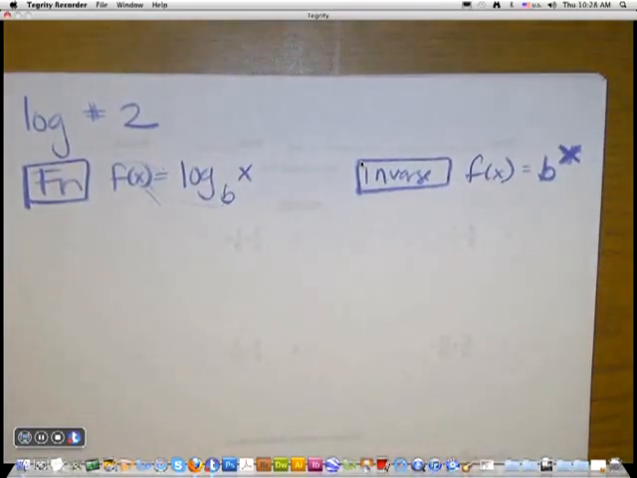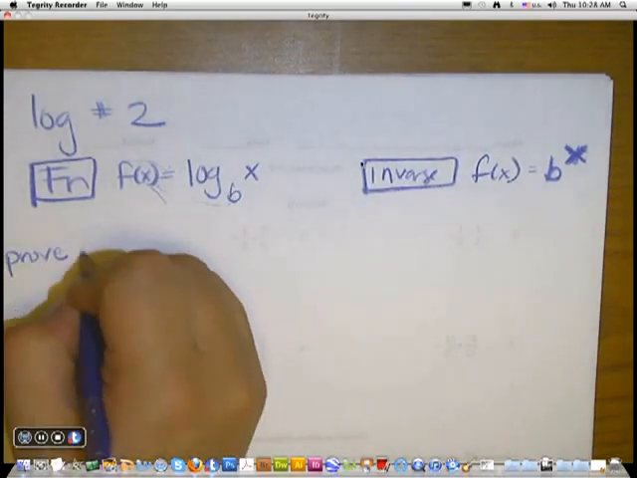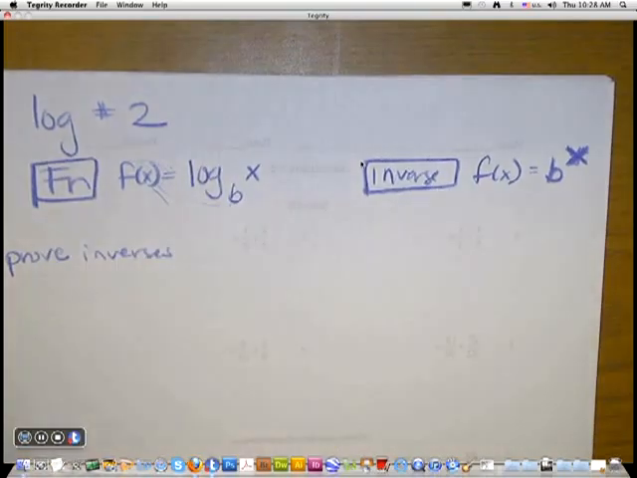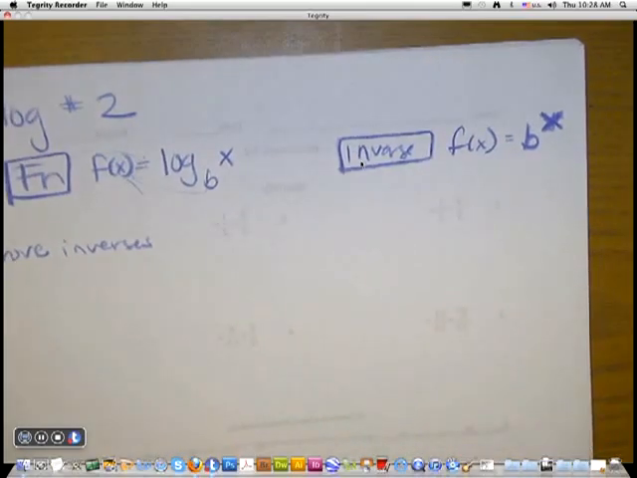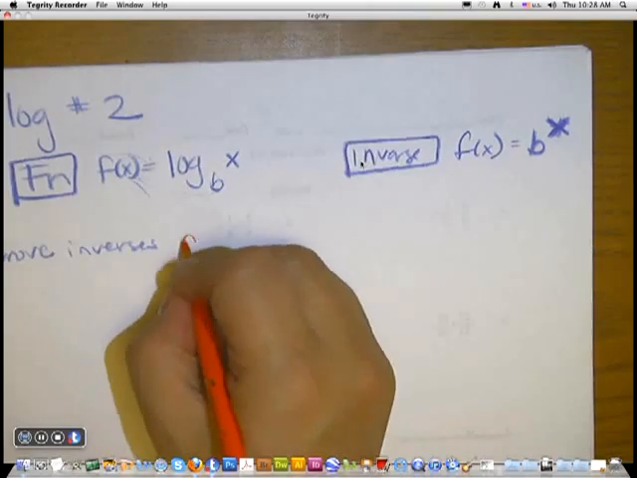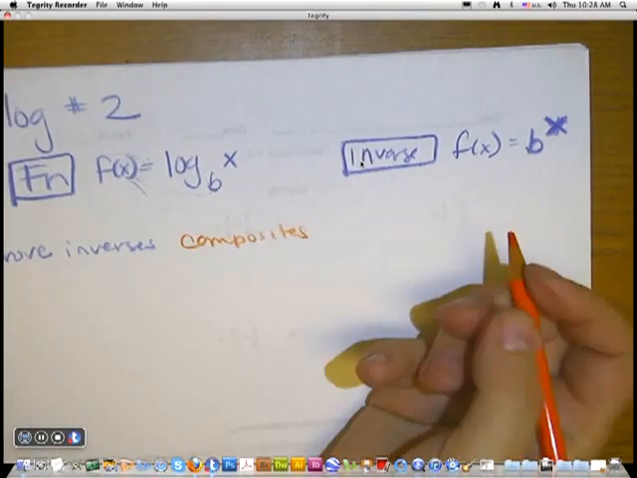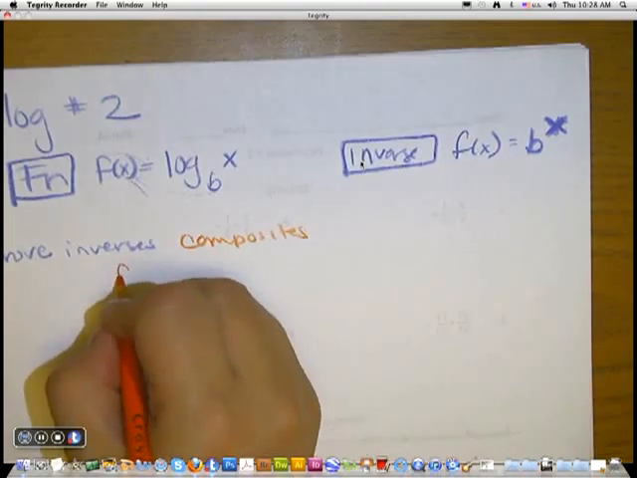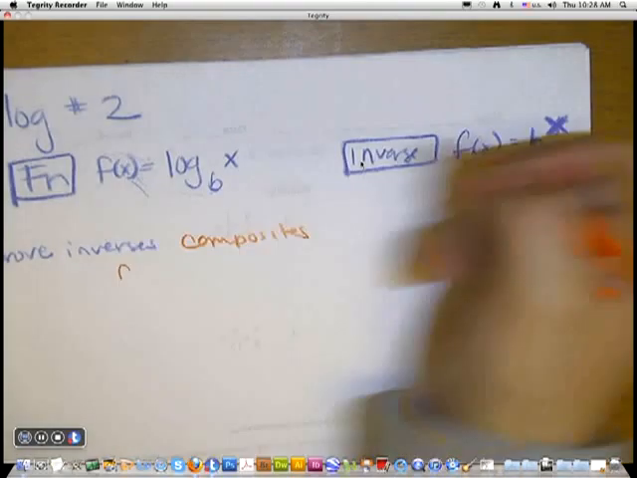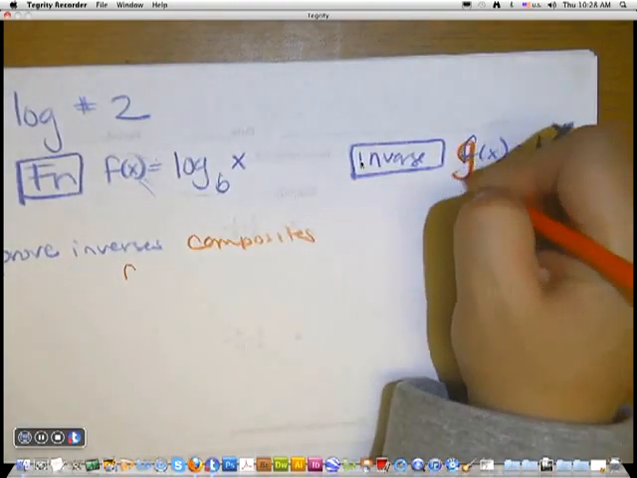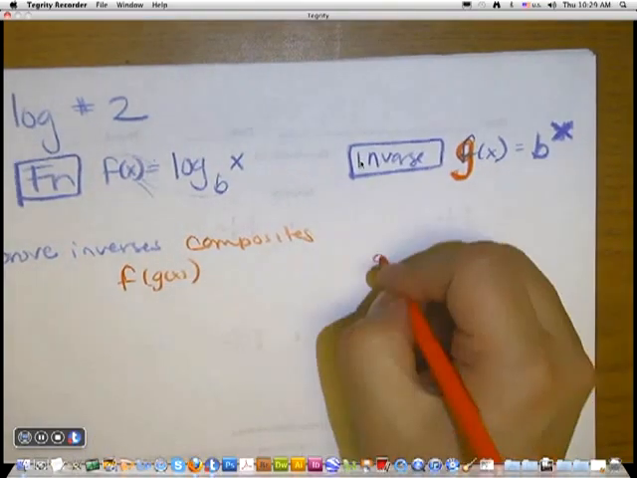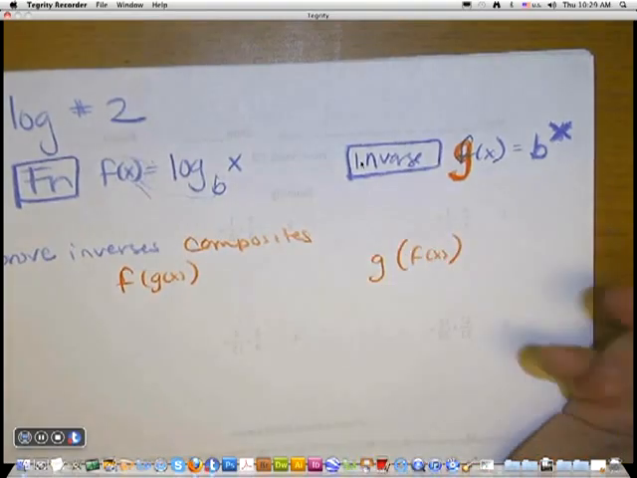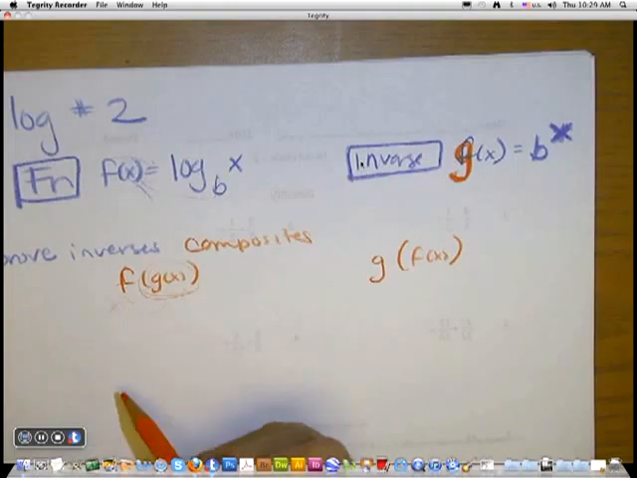All right, logs, inverses. In order to prove inverses, we have to do a composite, and we're going to actually come up with a couple new properties. To prove inverses, we do composites. That means we're going to do, let's call one of these G and F. So let's call this one G. We're going to do F of G of X, and then we're going to do G of F of X. A composite. We're going to put the G equation into the F equation.